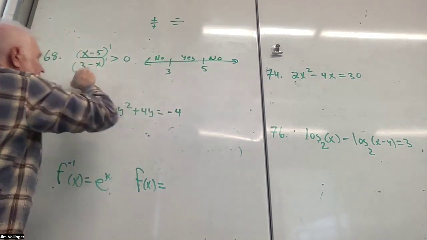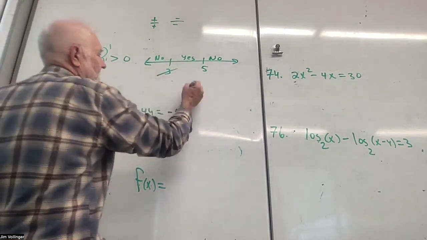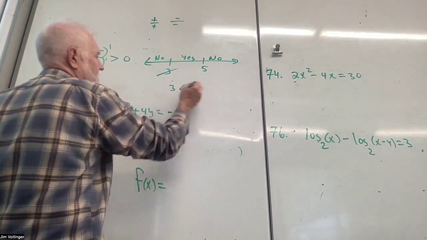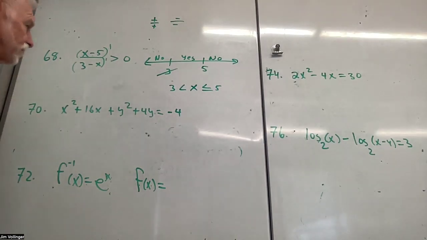We got to be careful of division by 0. So 3 is a no. So what do I have? I have x numbers that are bigger than 3, but less than or equal to 5. All right, that's when this is going to be bigger than 0.